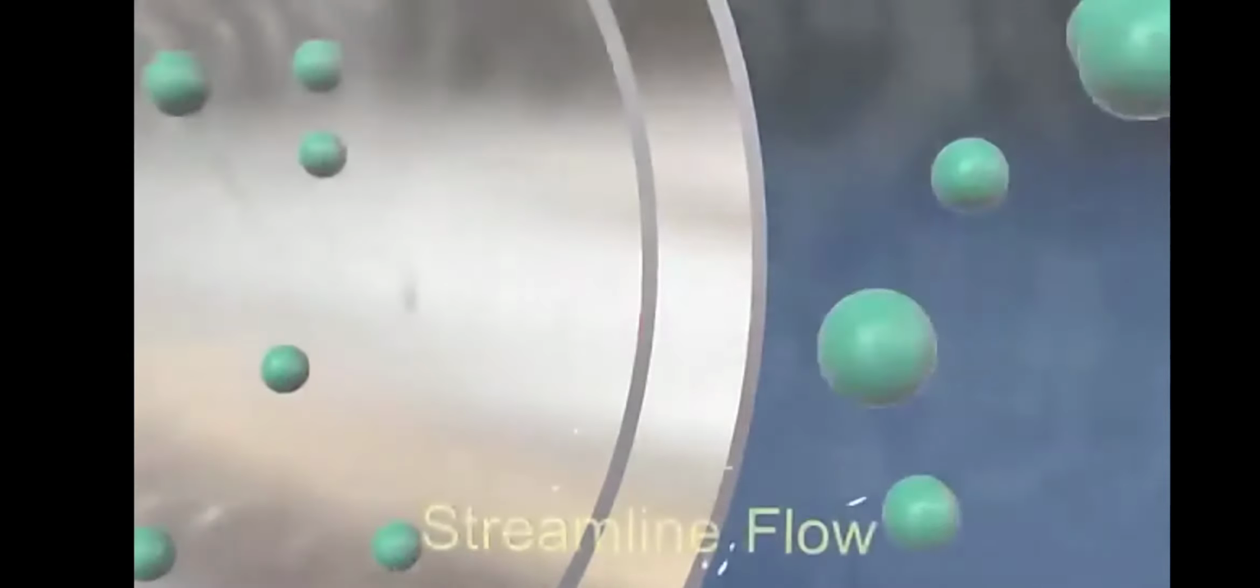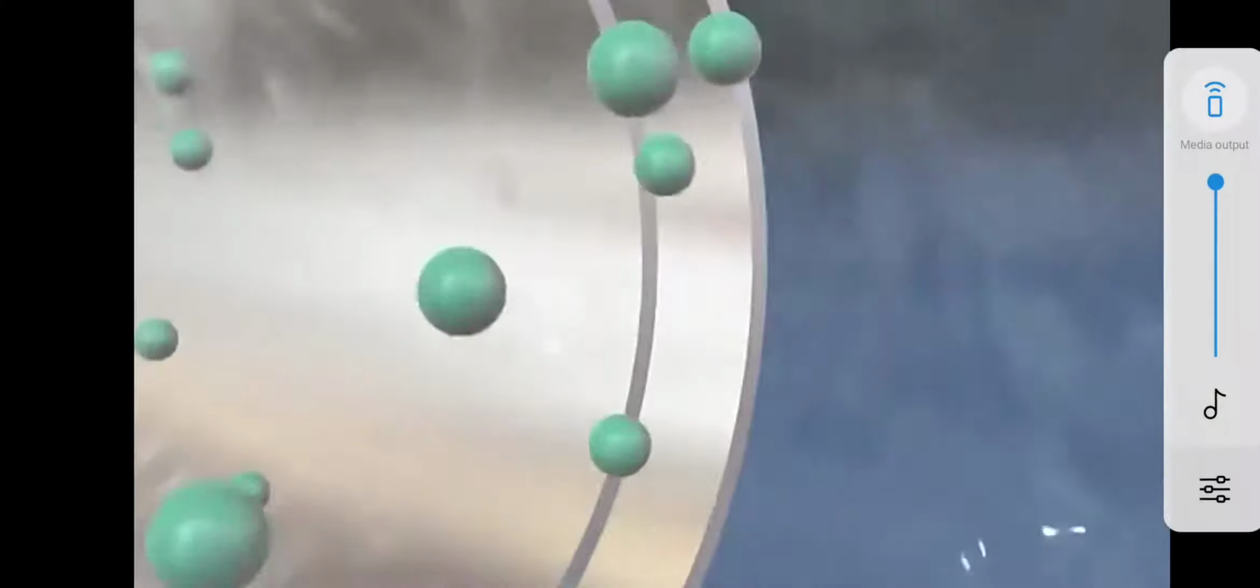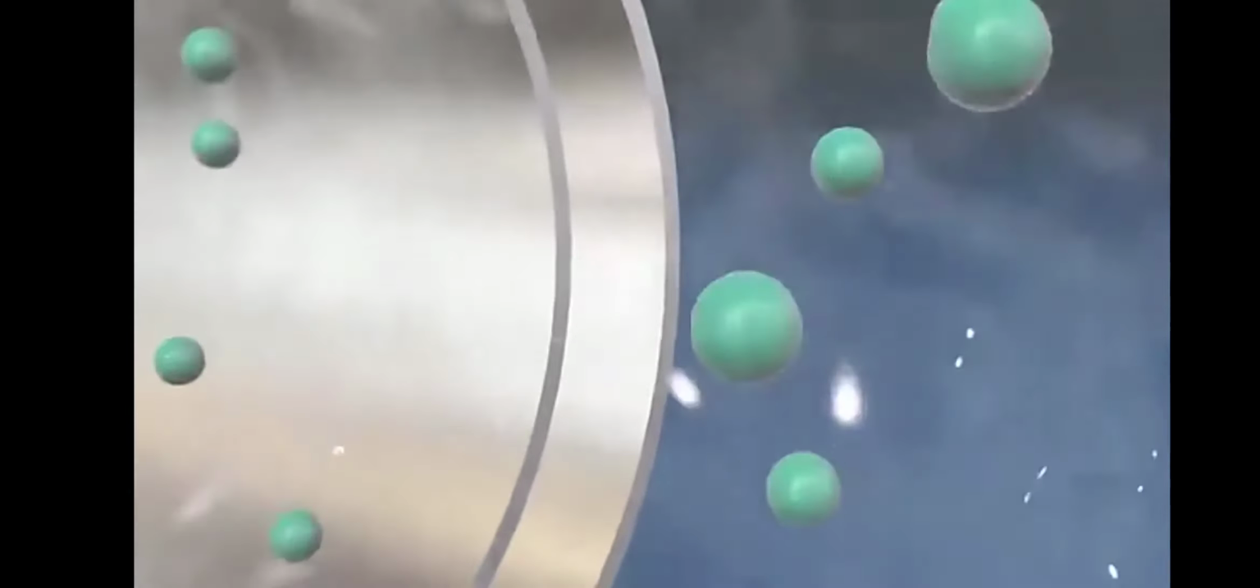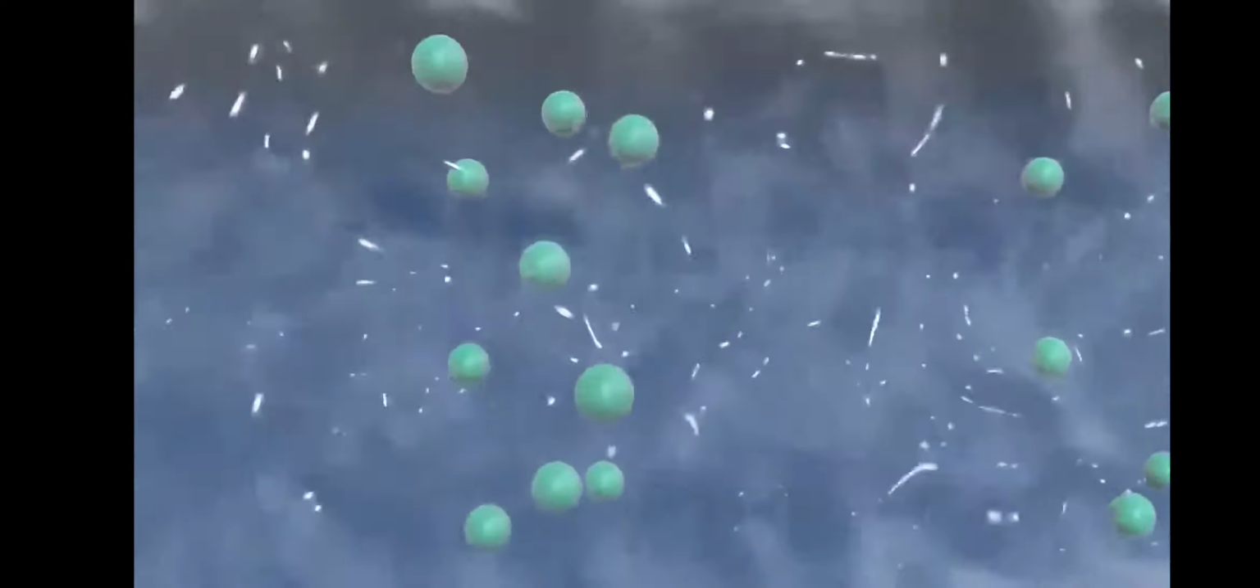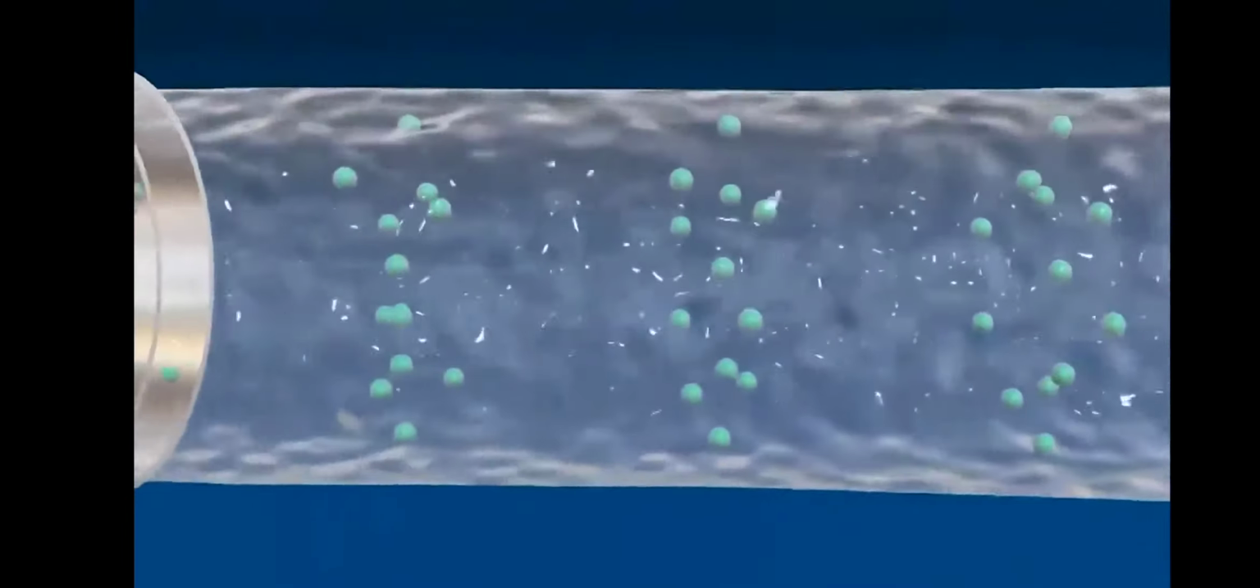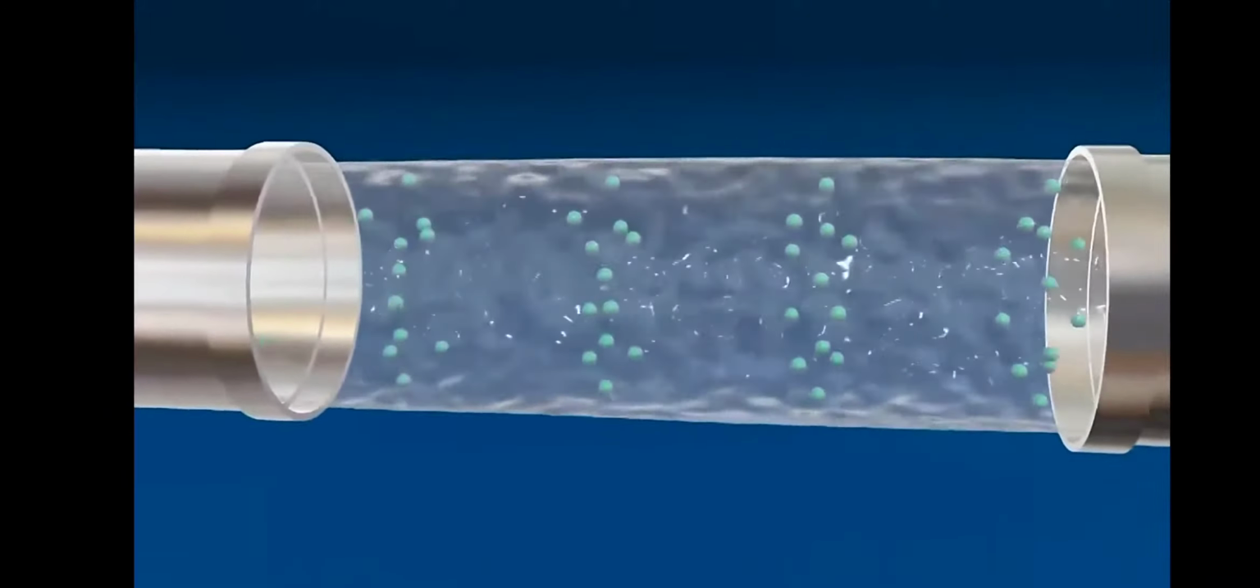The flow of a fluid is streamline if every particle of the fluid flows exactly the path of its preceding particle and has the same velocity as that of its preceding particle.